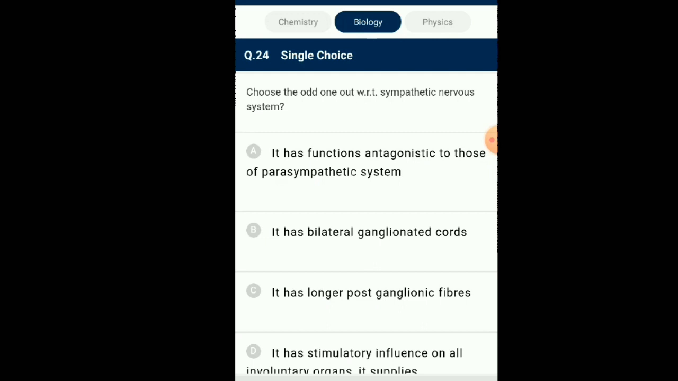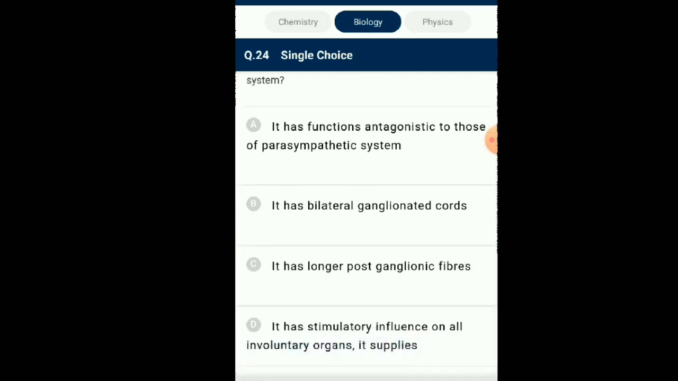Sympathetic nerve system is formed by branches from thoracic spinal nerves and lumbar spinal nerves, hence it is called thoracolumbar outflow. It has two sympathetic cords present on either side of the vertebral column. Each cord contains 22 ganglia. So the answer is option D. It has stimulatory influence on all involuntary organs it supplies. So that is the odd one.